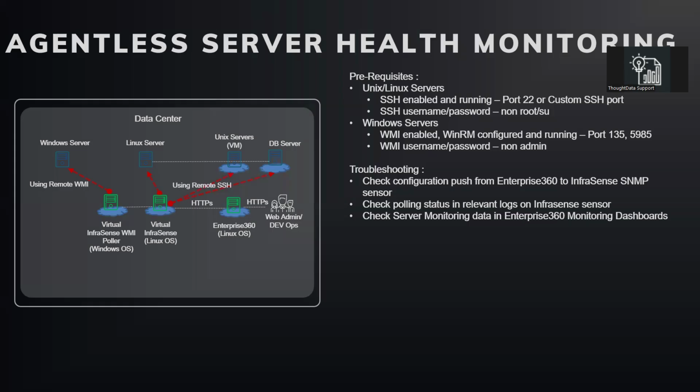We're going to also take a look at troubleshooting in this session. If you enable remote monitoring, and it is not working for any reason, what problems can actually occur in the solution. So typically when you enable the configuration in the UI, the configuration gets pushed to the infrasense sensor. And we're going to take a look at what happens in the infrasense sensor and the polling status, and how you see the data in the dashboard, to make sure that you have the data coming in all the way from the server back to the dashboard.